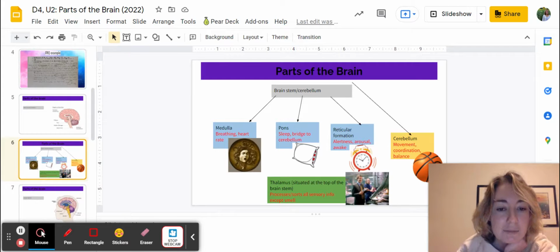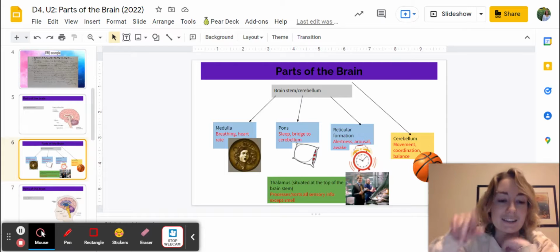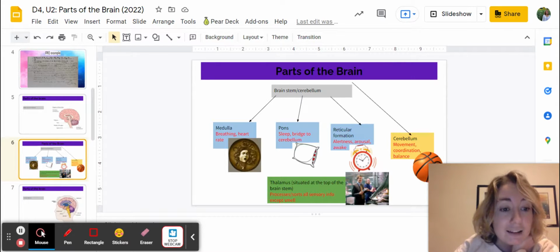Okay. Next up, we've got the reticular formation. This one is responsible for keeping us alert, awake, and aroused. Particularly if this one is damaged, you might end up in a coma because obviously you're not awake and conscious. The way I remember this is by saying retic-tick-tick-tick formation, like a clock that is ticking, right? The alarm clock is keeping you awake, alert, aroused. It keeps you ticking and moving.